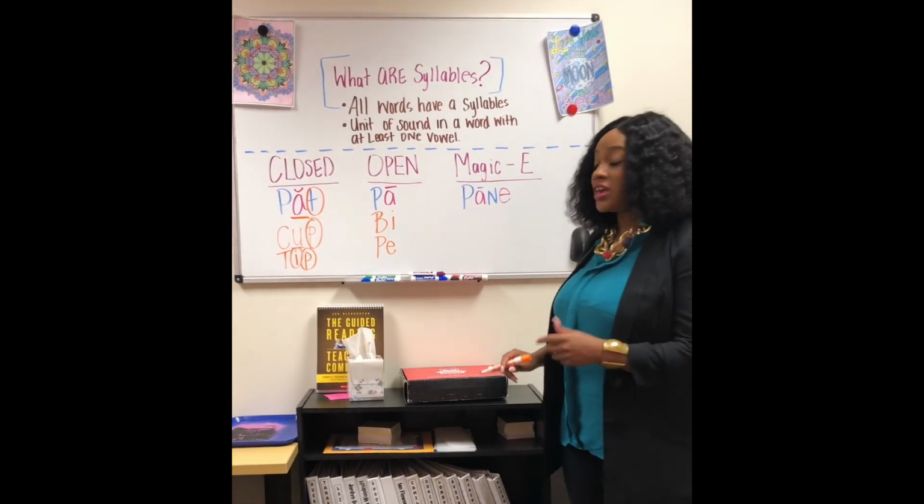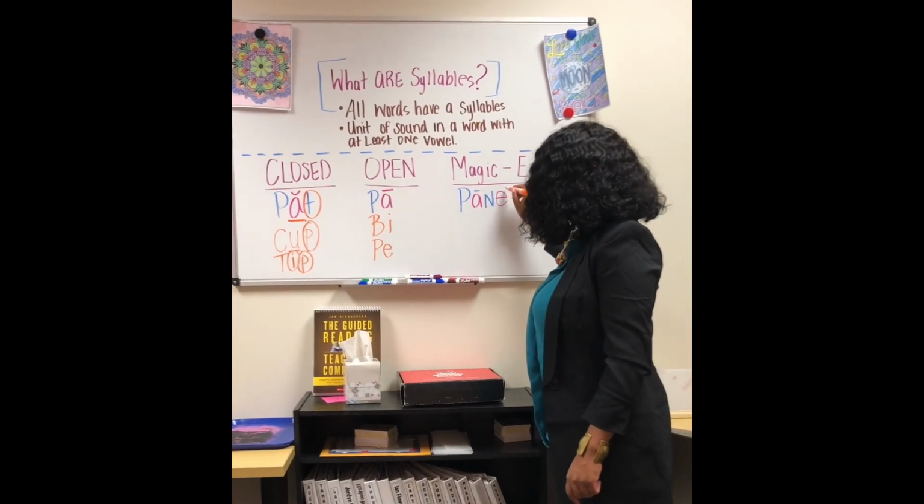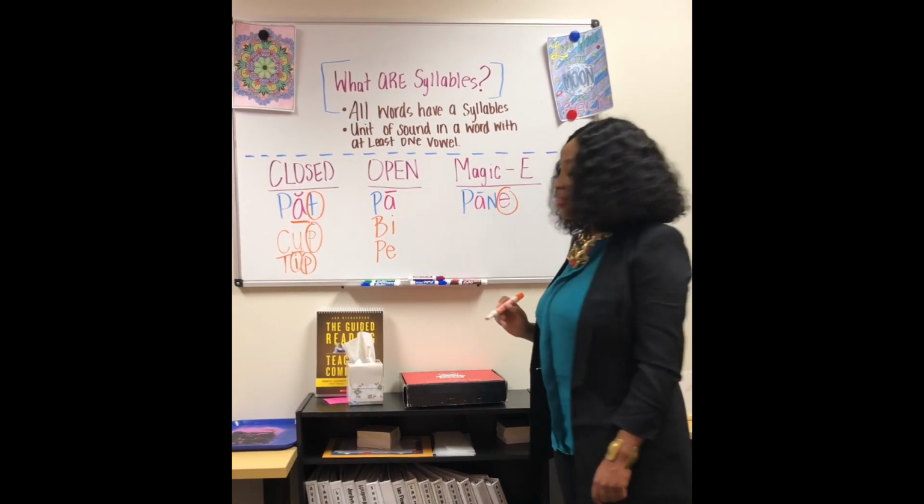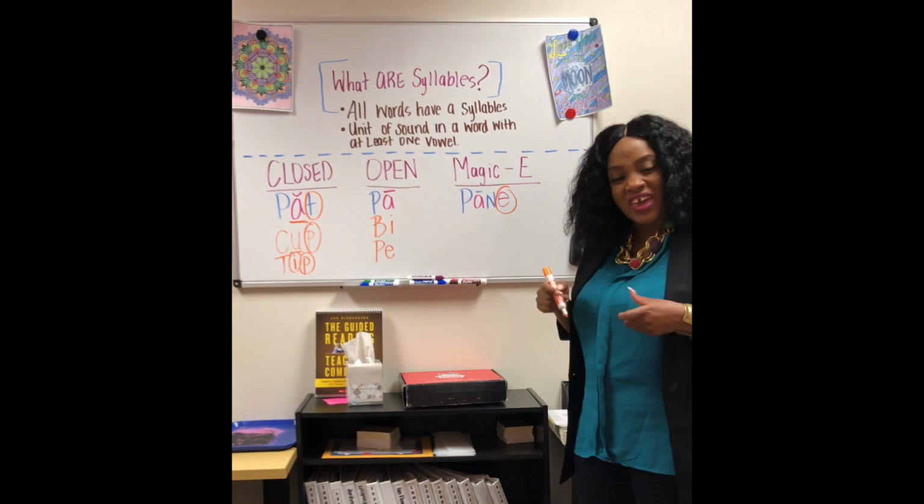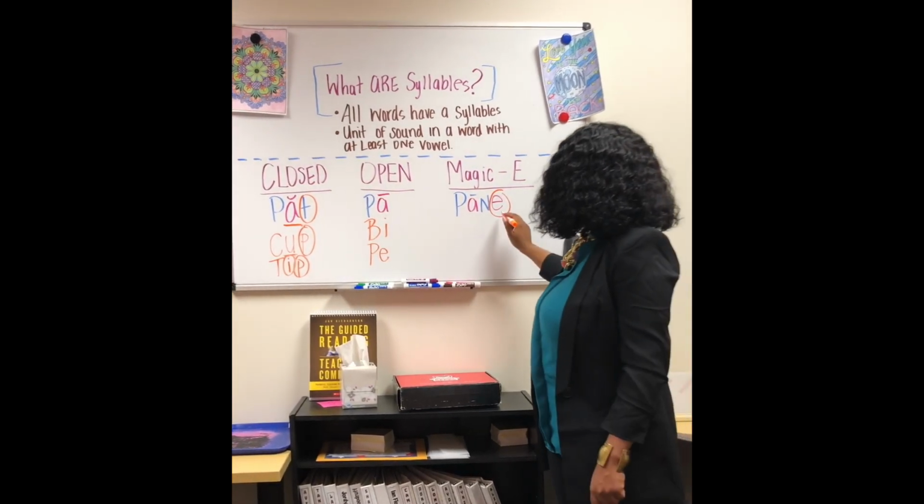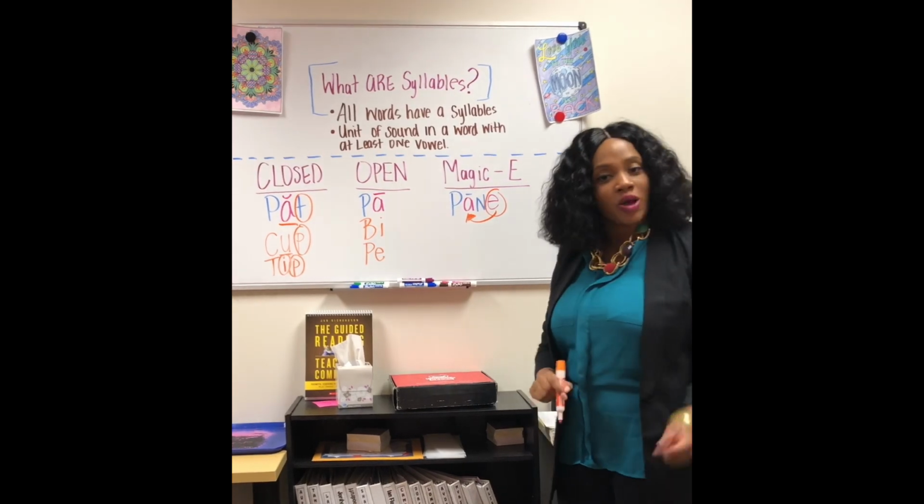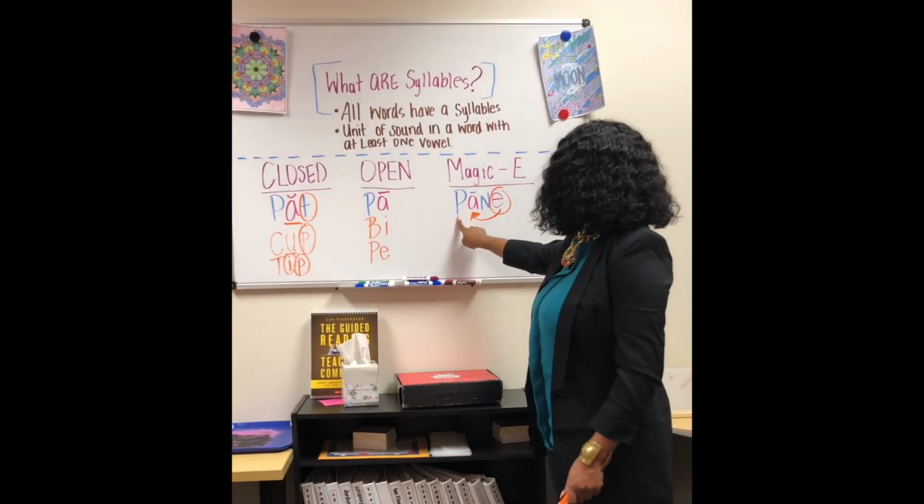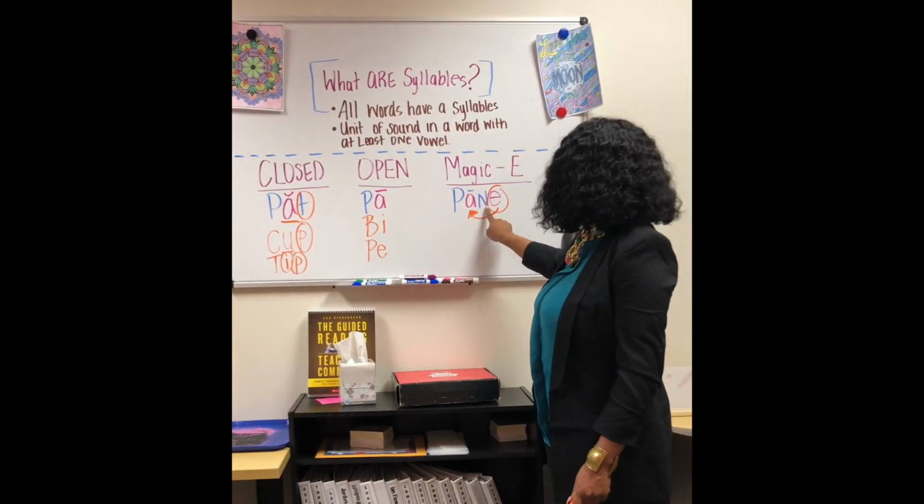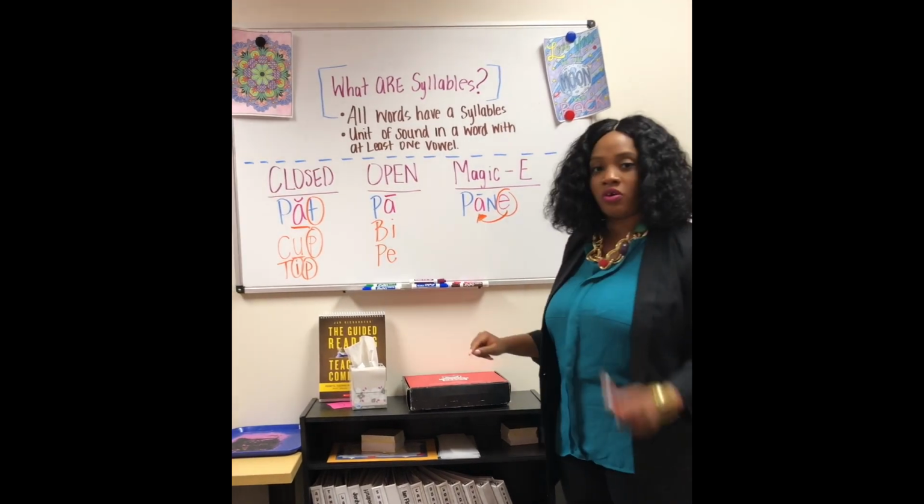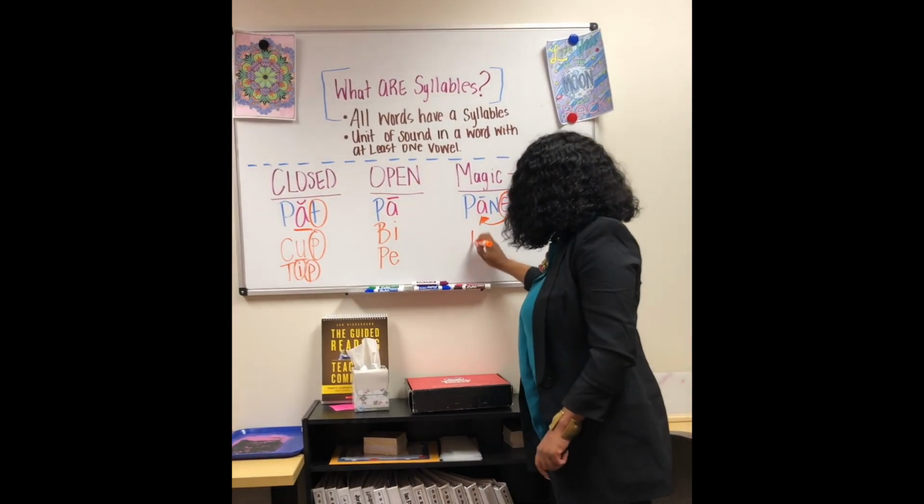So magic E is fun because that E is in the back, at the end of the syllable. So it's going to make this vowel say its name. So watch how I read it. I'm going to go pain.